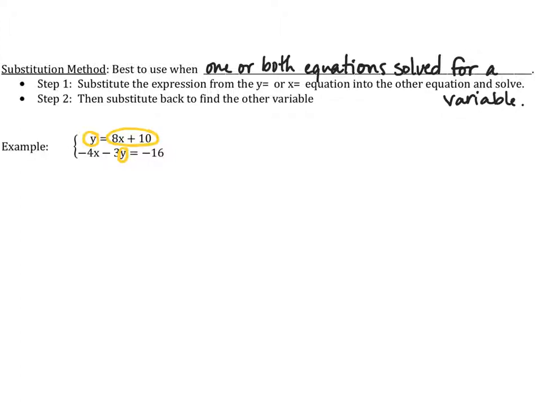So then what I have going on here is this y is equal to 8x plus 10, which is also equal to that y. So what I'm going to do is take these two and swap them out. So I'm going to rewrite my second equation, this one right here, negative 4x minus 3. And then instead of that y, I'm going to put the 8x plus 10.